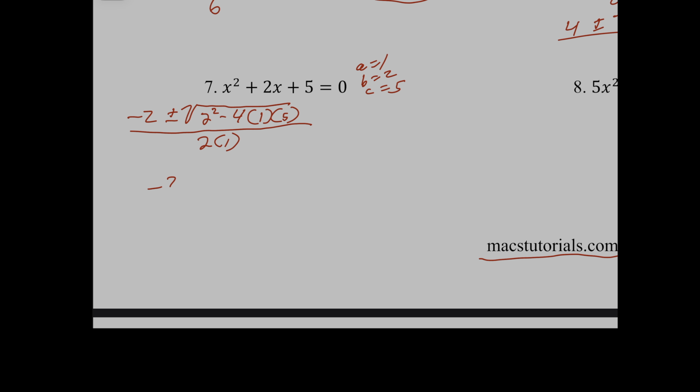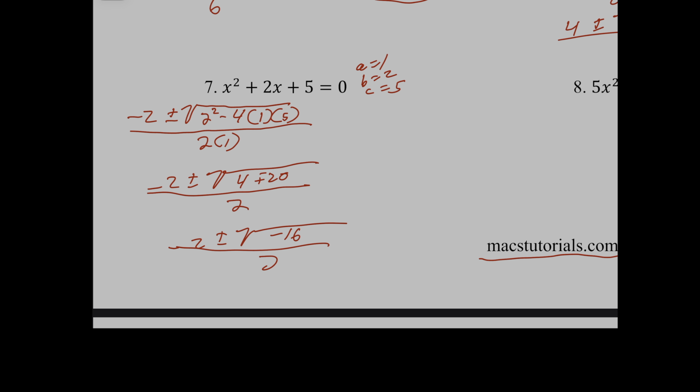Okay, let's keep going. Negative 2 plus or minus square root of 4. And I got a negative 4 times a 1 times a 5, which is a negative 20, all over 2. Uh-oh, watch this. Negative 2 plus or minus the square root of, add a line, change the sign, negative 16 over 2.